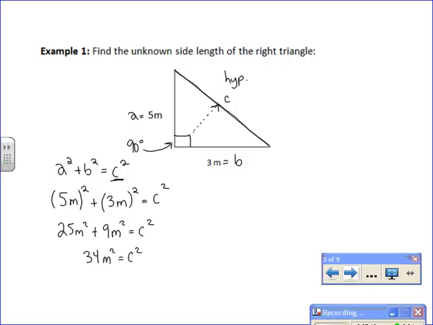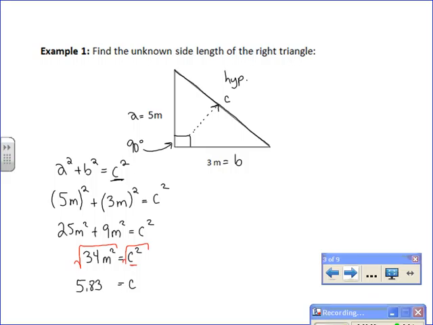At this point, I'm almost done. The only thing I have left to do here is square root C squared and square root the other side of this equation, 34, because I want to know what is the value of C. I don't want to know what the value of C squared is. So to undo squaring, I square root it. So I'm going to take the square root of the number 34, and that's going to come out to be 5.83.